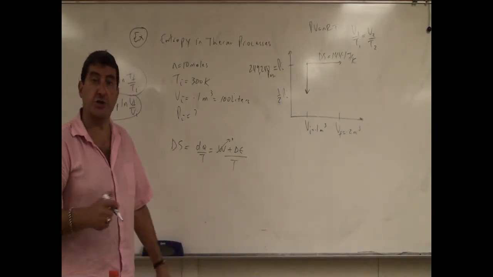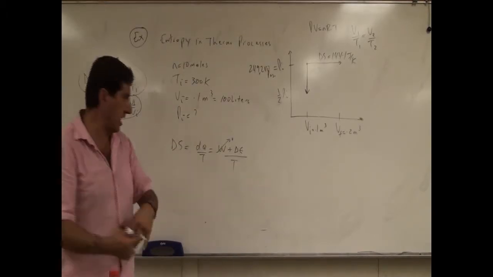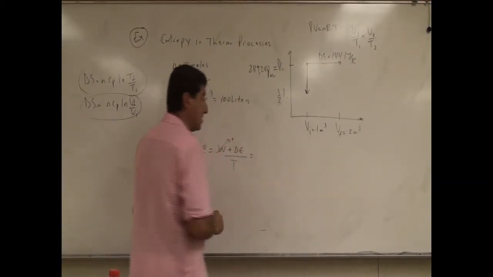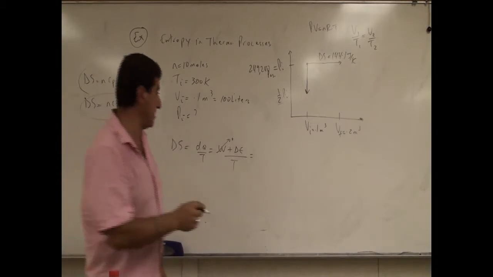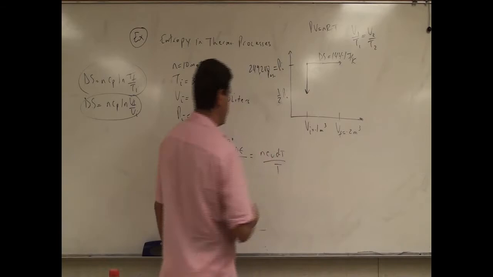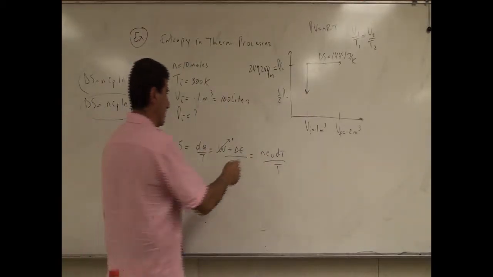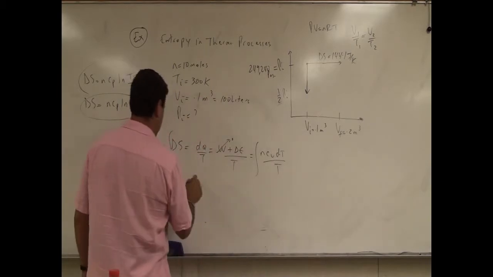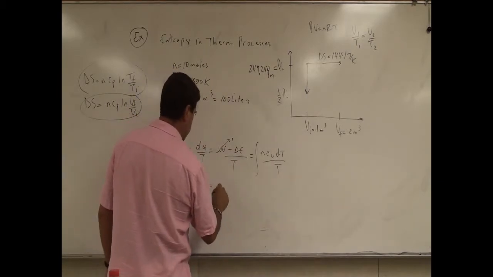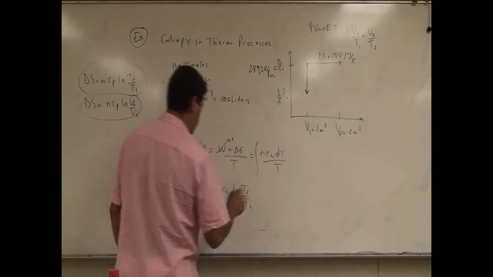Change in internal energy depends if it's a monatomic gas or diatomic or polyatomic. So now we put here nCv delta T over T. All right, so that's the only thing that changes. And then we integrate that, and we get the total change in entropy is going to be nCv ln T final over T initial.